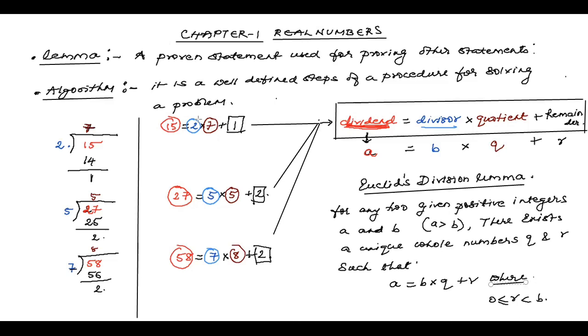For any two given positive integers a and b, a greater than b, there exists a unique whole numbers q and r such that a is equal to bq plus r.